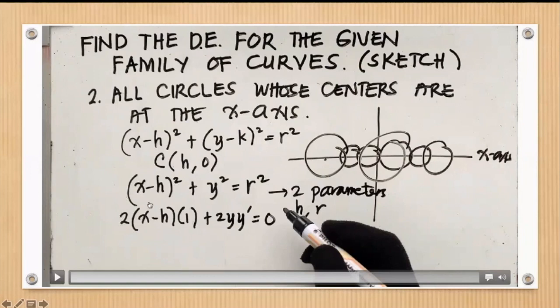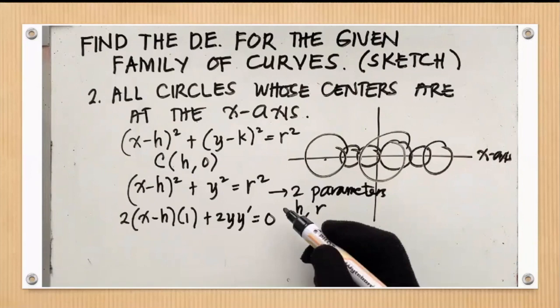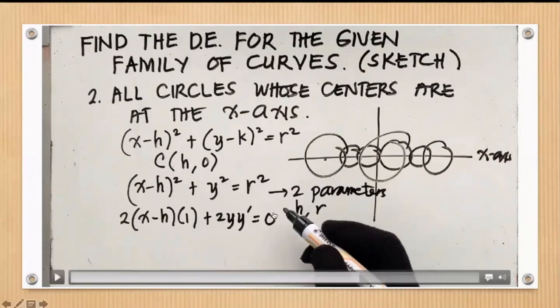So ano lang yan, 2 times x minus h, derivative ni x minus h is 1, and then derivative ni y squared, which is 2y prime, derivative ni r squared is, r is, ano yung r? Arbitrary constant, di ba? So derivative ng arbitrary constant or constant is 0. That's why nawala na yung r. Baka magtaka kayo, sir, nasaan yung r squared?